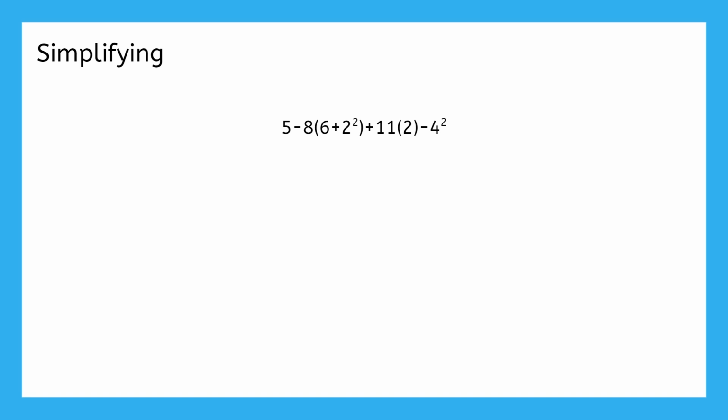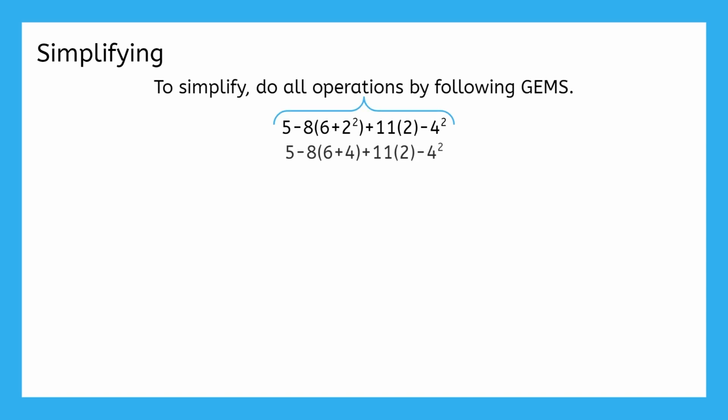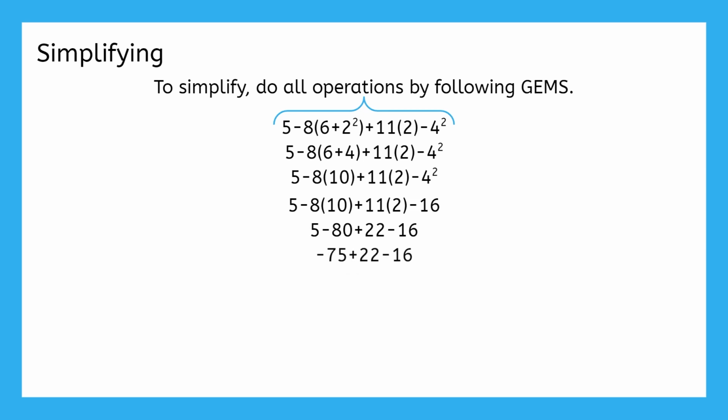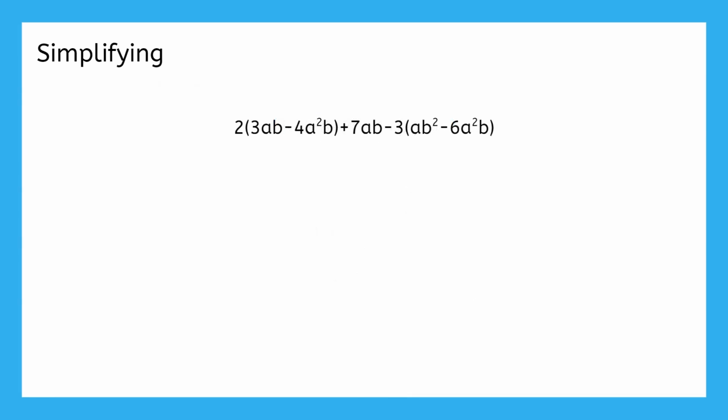Yeah, we can actually do these operations. If I do all of these operations, following GEMS of course, then I can combine these terms down to a single number. When you've simplified an expression as much as possible, this is called simplest form. But what about an expression like this, with variables in it? What do you think we could do to simplify an expression like this?